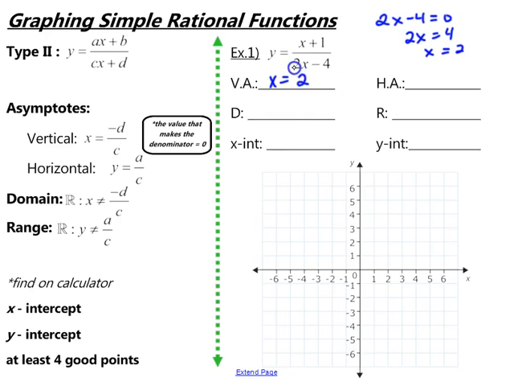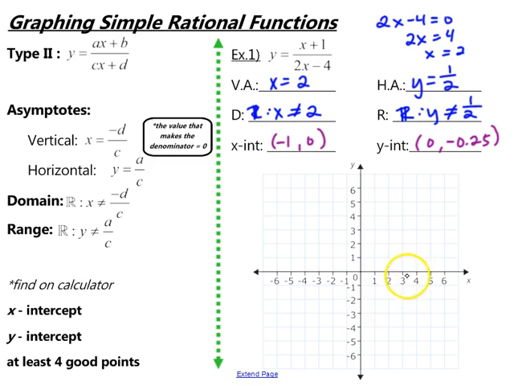Our horizontal asymptote is going to be the line y equals, and the coefficients, a over c, so that's 1 over 2. And then our domain, all real numbers, where x does not equal the value of the vertical asymptote, and the range, all real numbers, where y does not equal the value of the horizontal asymptote. And then when we take the information from the calculator for the x-intercept, we'll find negative 1, 0 is the x-intercept, and the y-intercept is 0, negative 0.25.